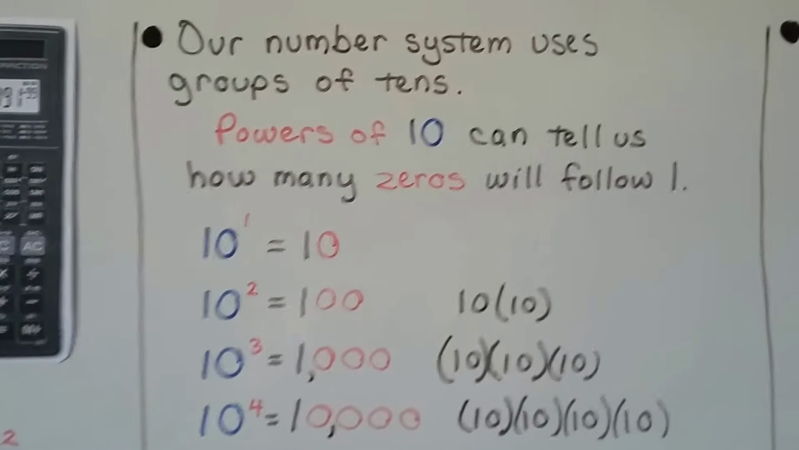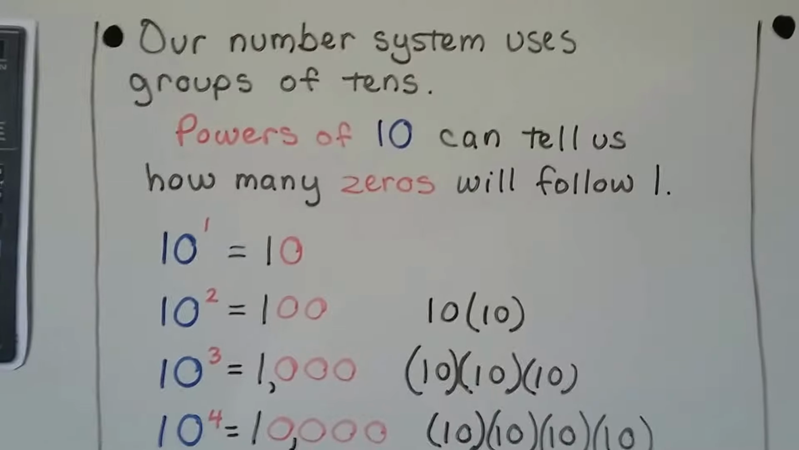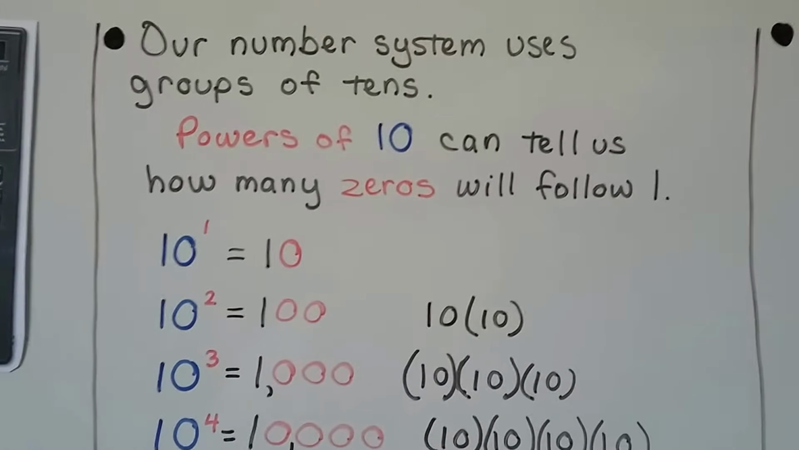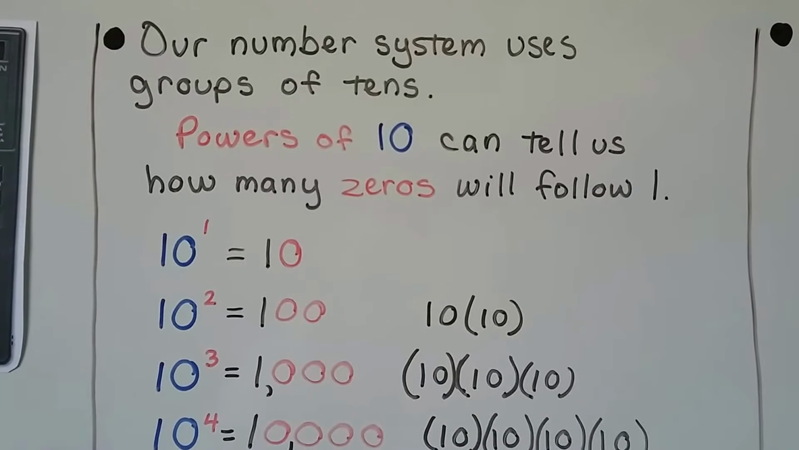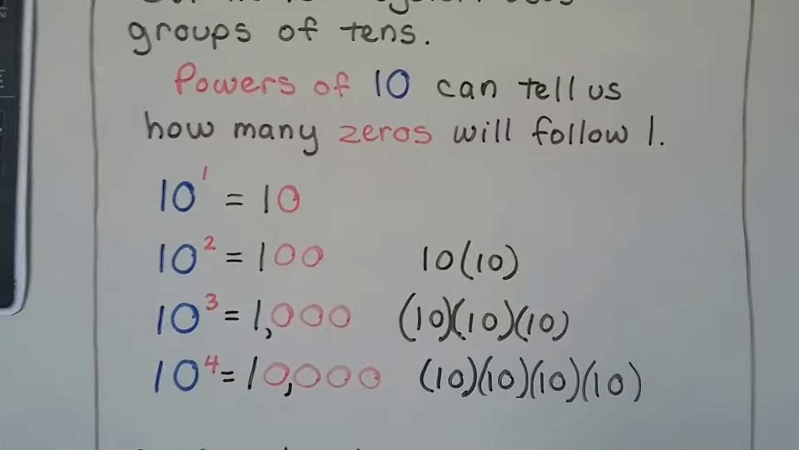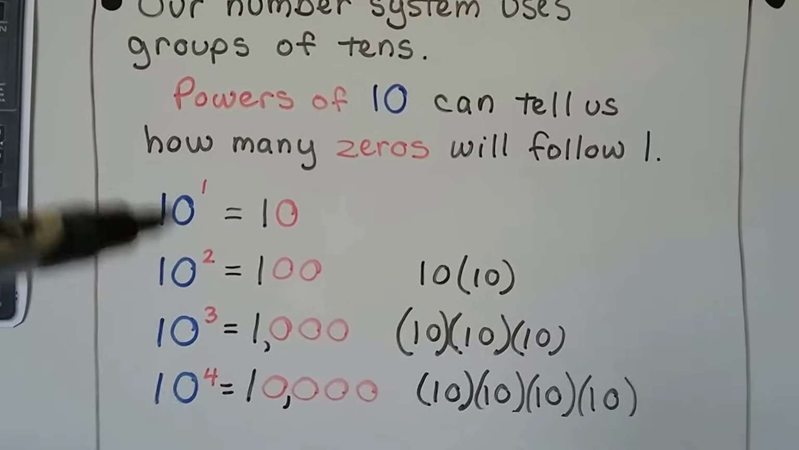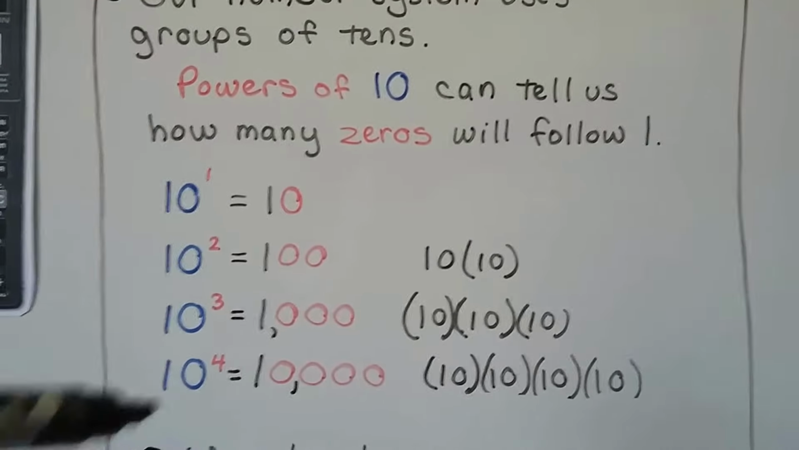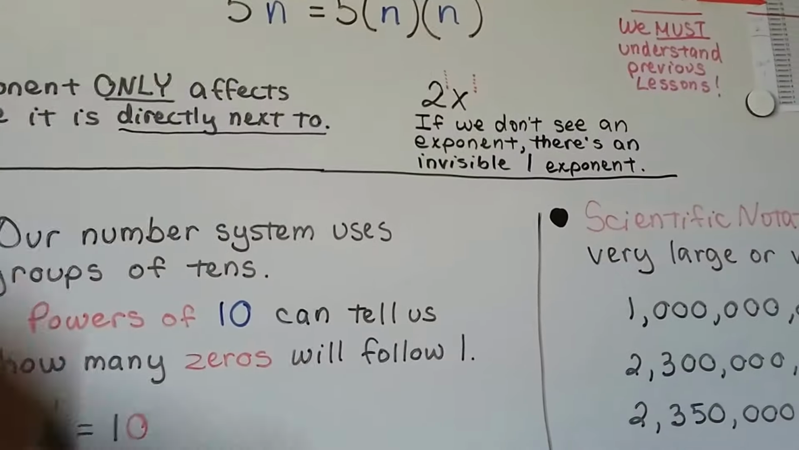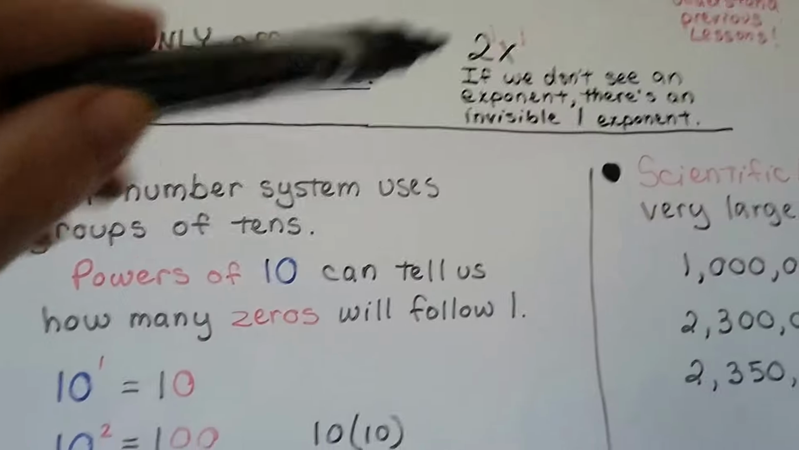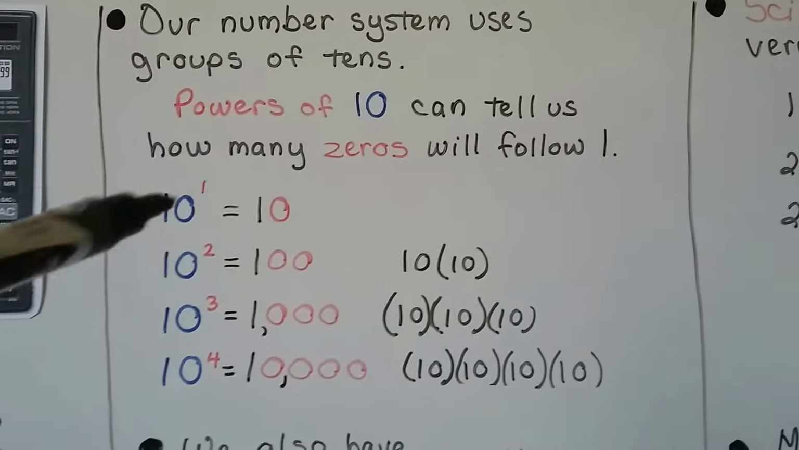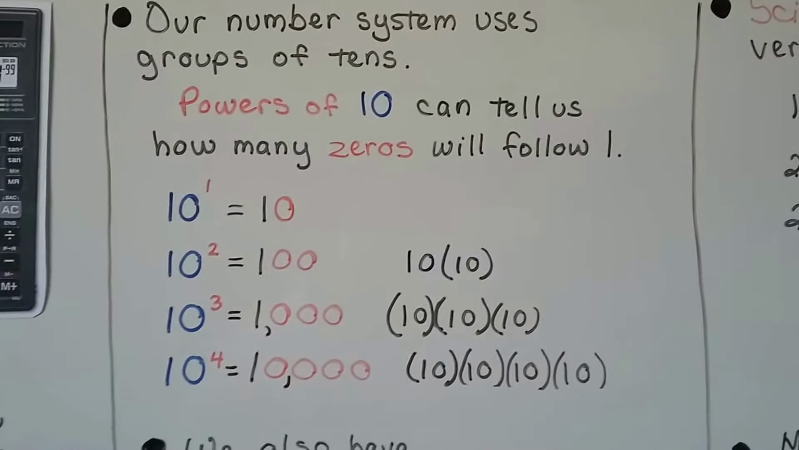Our number system uses groups of tens. When you get 10, you go on to the next place value, don't you? So powers of 10 can tell us how many zeros will follow a 1. Now, be careful, because this is for powers of 10. It doesn't say that this could be a 26 or a 17. It says 10, okay? So if we have 10 to the first power, remember, if you don't see an exponent, it's actually got that little 1 there. It just means that base number, 10. And that little 1 is telling us how many zeros are coming after the 1.